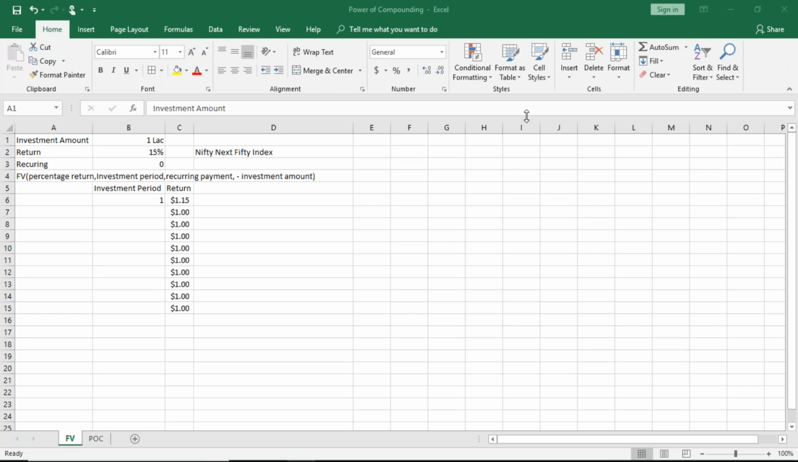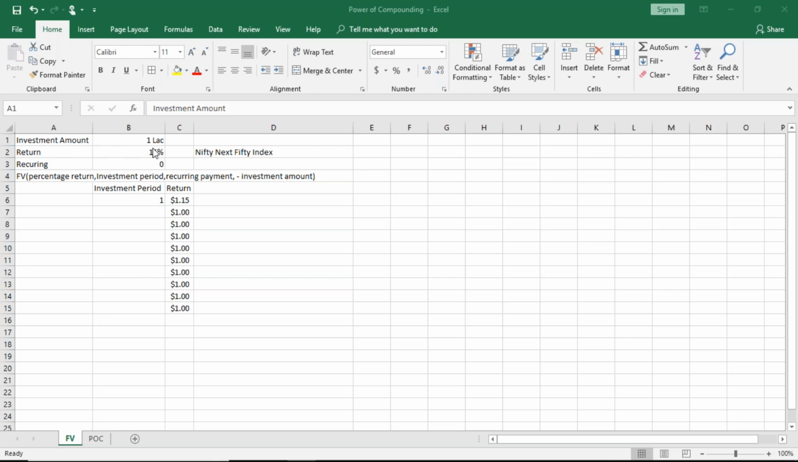Hello friends, in this video I would like to explain the power of compounding in the stock market and what returns an individual will get if he or she invests in the stock market for a longer period of time. As an example, let me take 1 lakh at this point in time, and I want to invest that 1 lakh for a longer period. Let us see what returns we can get with the stock market.